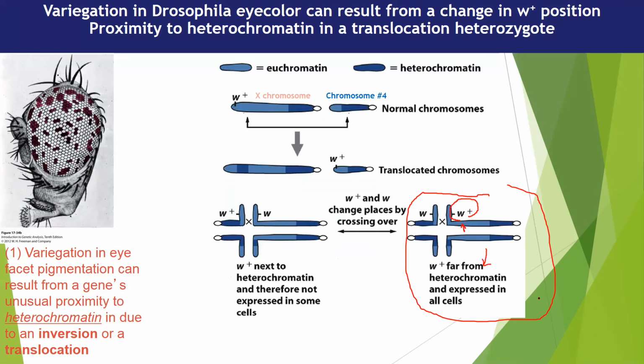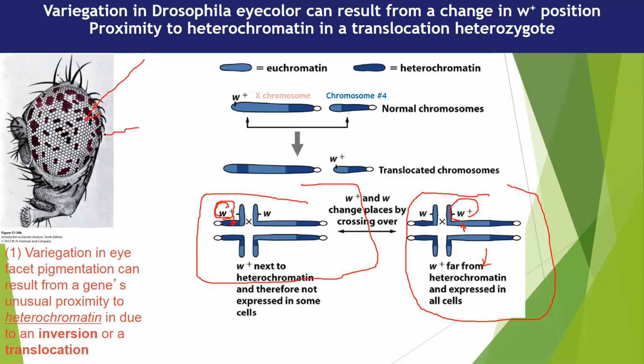So you're going to see the wild type eye color for the Drosophila. For example, if the wild type is red eyes, you're going to see the whole eye is red. However, if a translocation occurs, and this wild type allele is very close to the heterochromatin region, then if this is the eye of the Drosophila, because the wild type allele is so close to this heterochromatin region, sometimes it can be expressed, sometimes it cannot.